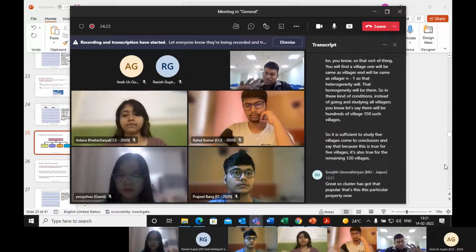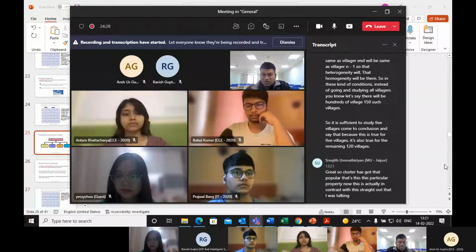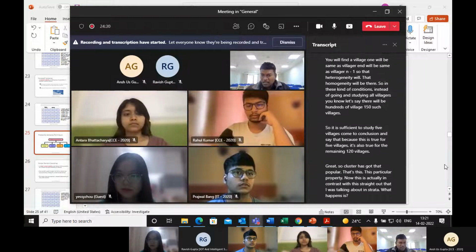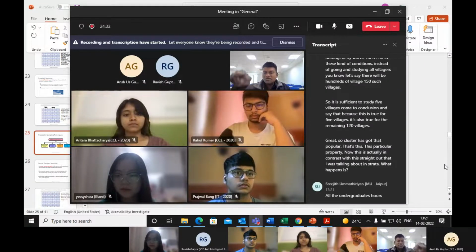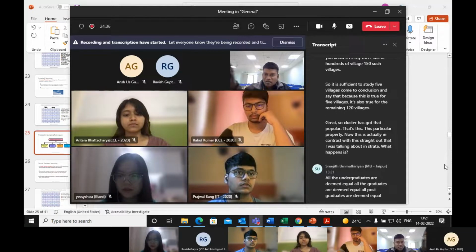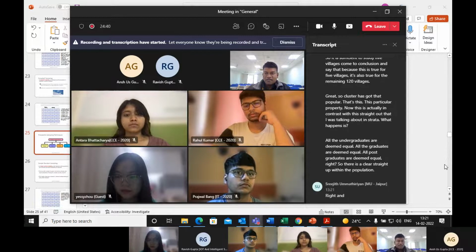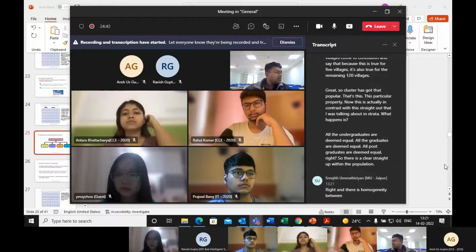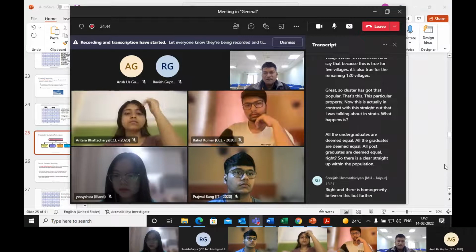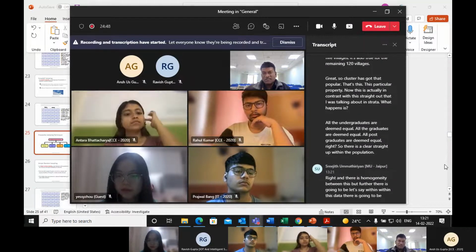Now this is actually in contrast with the strata that I was talking about. In strata, what happens is all the undergraduates are deemed equal, all the graduates are deemed equal, all postgraduates are deemed equal. Right. So there is a clear strata within the population. And there is homogeneity within each, but between the strata there is going to be a difference, right?